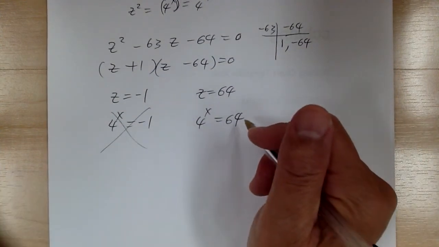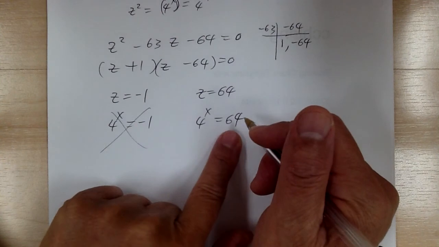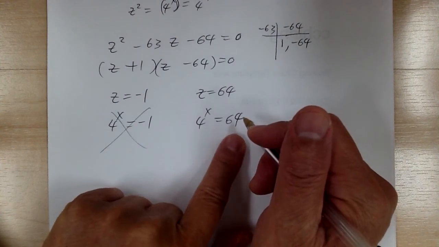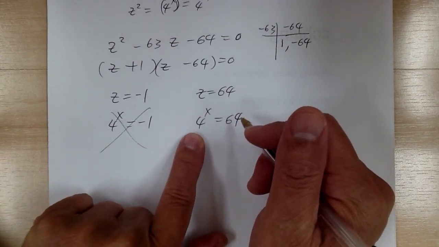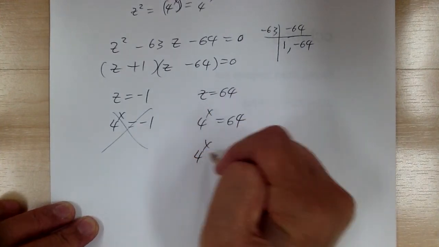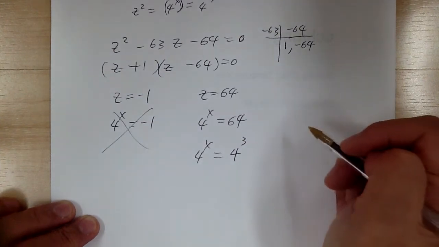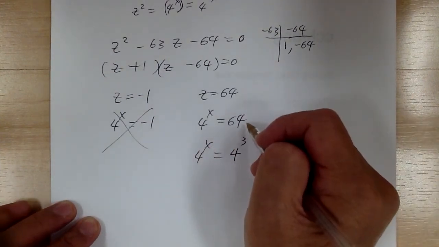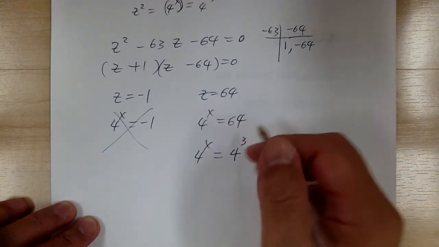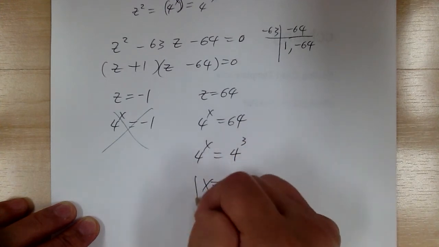For this one, notice that 64 is a power of 4, so you don't have to go all the way to base 2. You can just stay with base 4. So this would be 4 to the 3 power. But again, if it's not obvious, just make everything base 2. And so you can match, so x equal to 3.